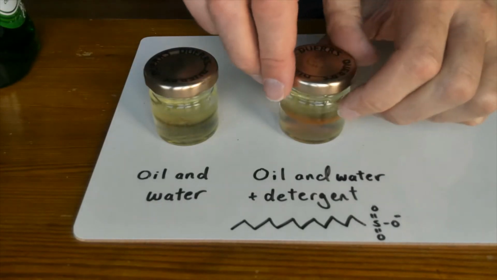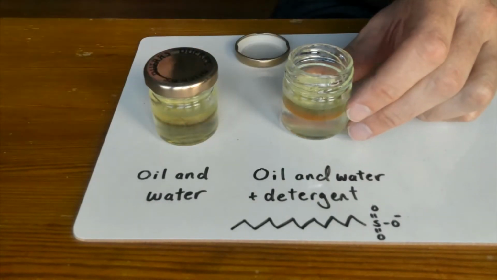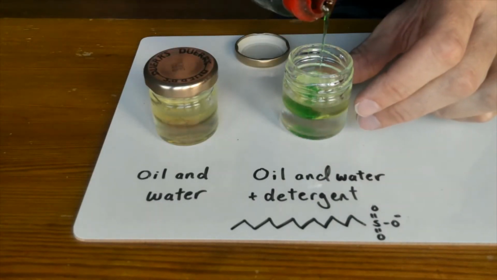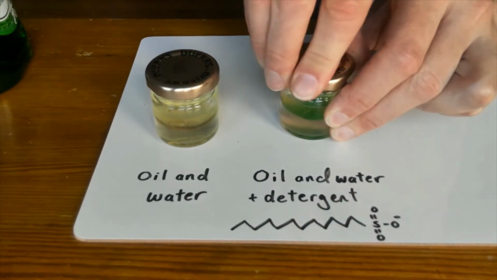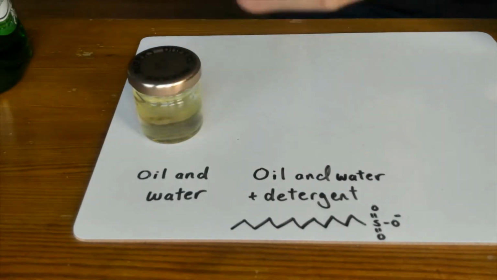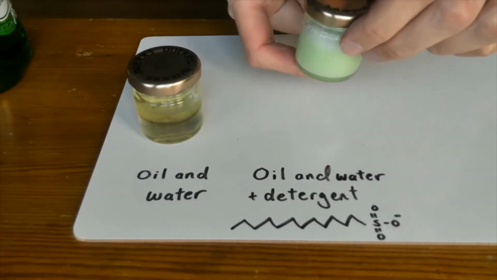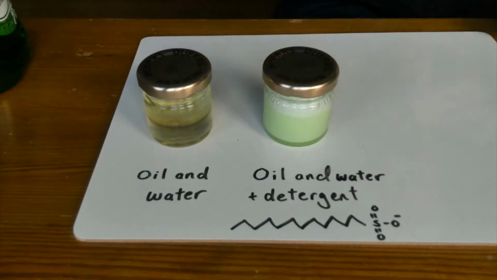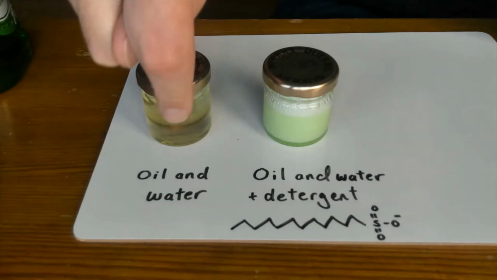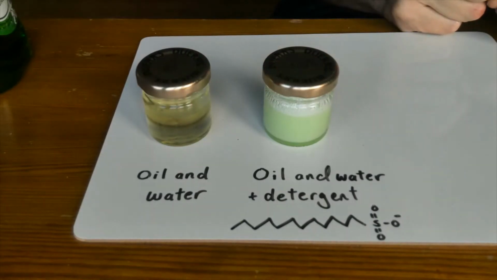To the oil and water this time, I'm going to put in some detergent. And give it quite a vigorous shake. And you can see now we have a stable emulsion being formed. The oil and the water do not return back to the layers that were in before.